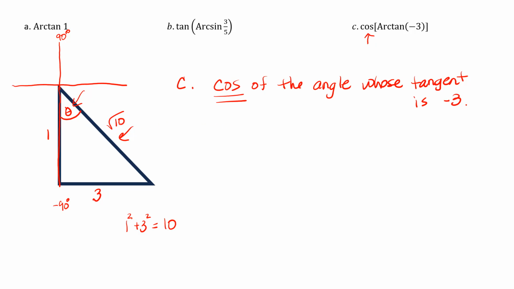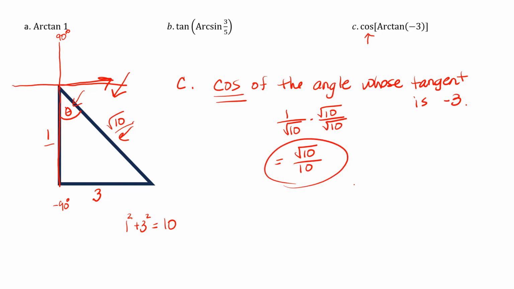So the cosine of this is going to be adjacent over hypotenuse. So the cosine of this angle is 1 over the square root of 10. And just to make sure this is a positive answer, it's supposed to be positive, we just remember that we are in the fourth quadrant, and in the fourth quadrant, cosine, which is x, is positive. And then we just need to rationalize our answer. So that is the square root of 10 over 10.